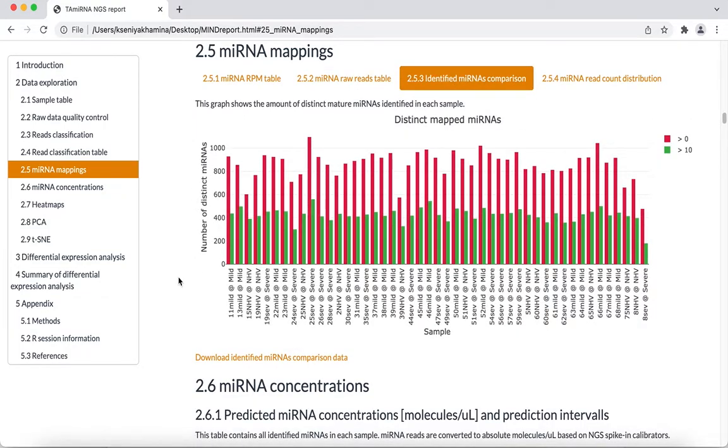2.5.3 provides an overview of the identified microRNAs comparison. This graph demonstrates the amount of distinct mature microRNAs that were identified in each sample. For each individual sample, one can see two bar graphs. In red, we depict the number of distinct microRNAs that were found with read counts above 0. In green, the number of distinct microRNAs identified with read counts above 10.